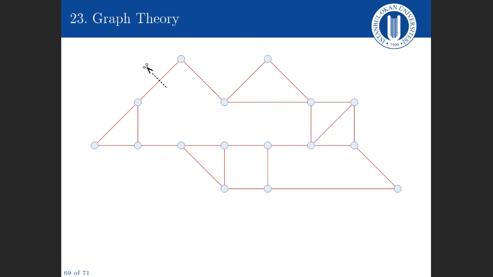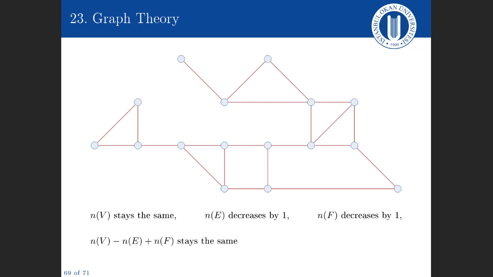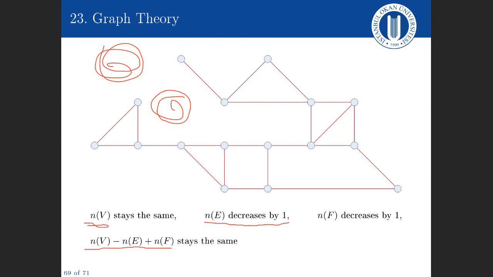What else could we do? We could cut an edge which is not connected to a pendant vertex. Suppose we cut this edge and we remove this edge. What happens to our numbers? The number of vertices stays the same, we haven't changed that. The number of edges decreases by one because we've cut it and thrown it away. And now the number of faces also decreases by one because what was inside and outside is now all one face. So NV minus NE plus NF stays the same.